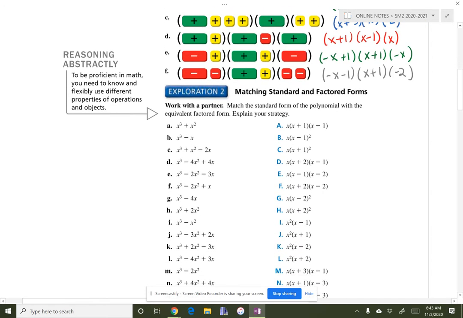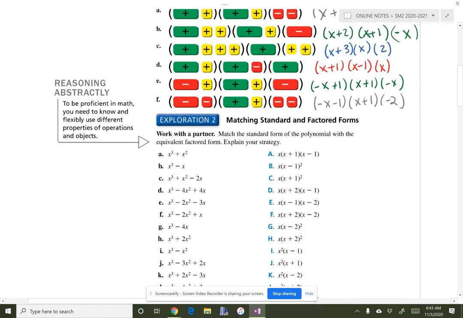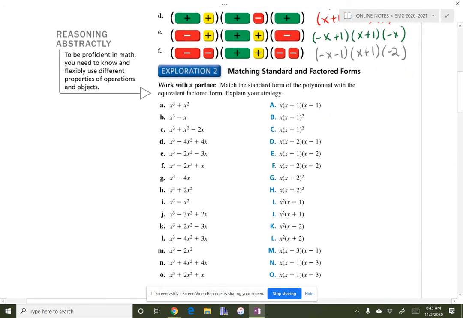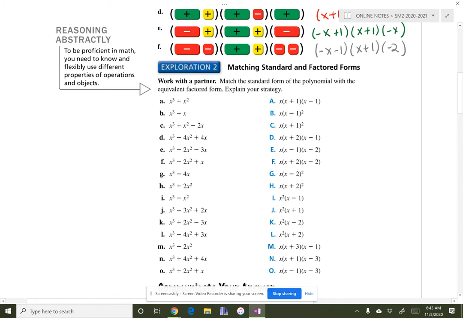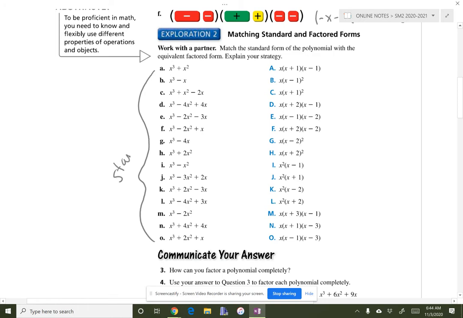But the next one says matching standard and factored form. Work with the partner. Match the standard form of the polynomial with the equivalent factored form. So this side is the standard form. Because if we remember, standard form means big exponent to small exponent. So x to the fourth, x cubed, x squared, that long sentence. And then factored form is our product. Meaning we've got multiplication going on instead of this long sentence of this plus this, okay?